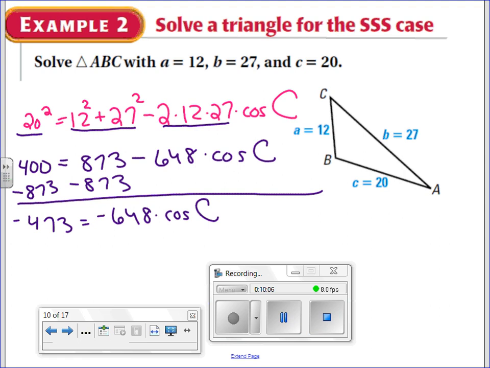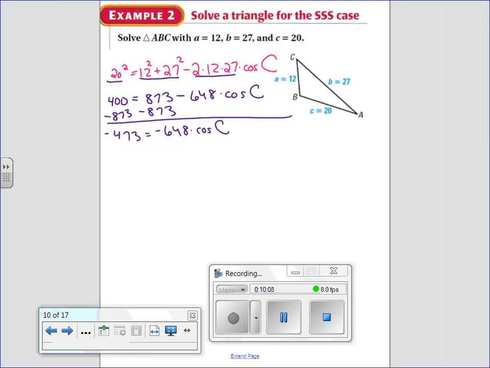Need a lot of workspace. These are the ones that take forever. Getting that negative 648 over, you have to divide it over. That's going to give you that really small decimal between 0 and 1 that we saw yesterday. So negative 473 divided by negative 648 is 0.7299.